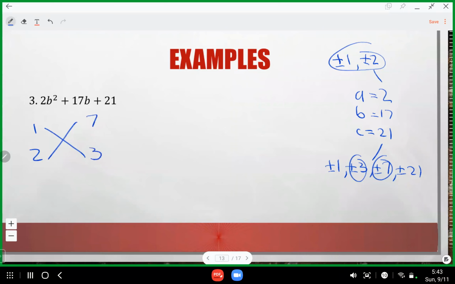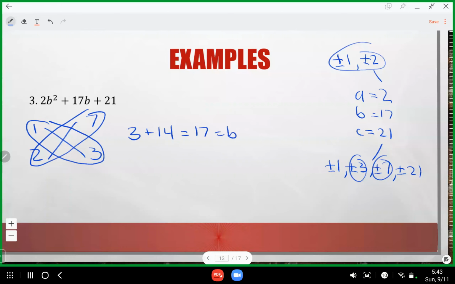All right, so does this work? What is 1 times 3, plus 14? Does it equal 17? Yes, it does. It equals our B term. All right, so the factors are correct. Now what do you need to do?